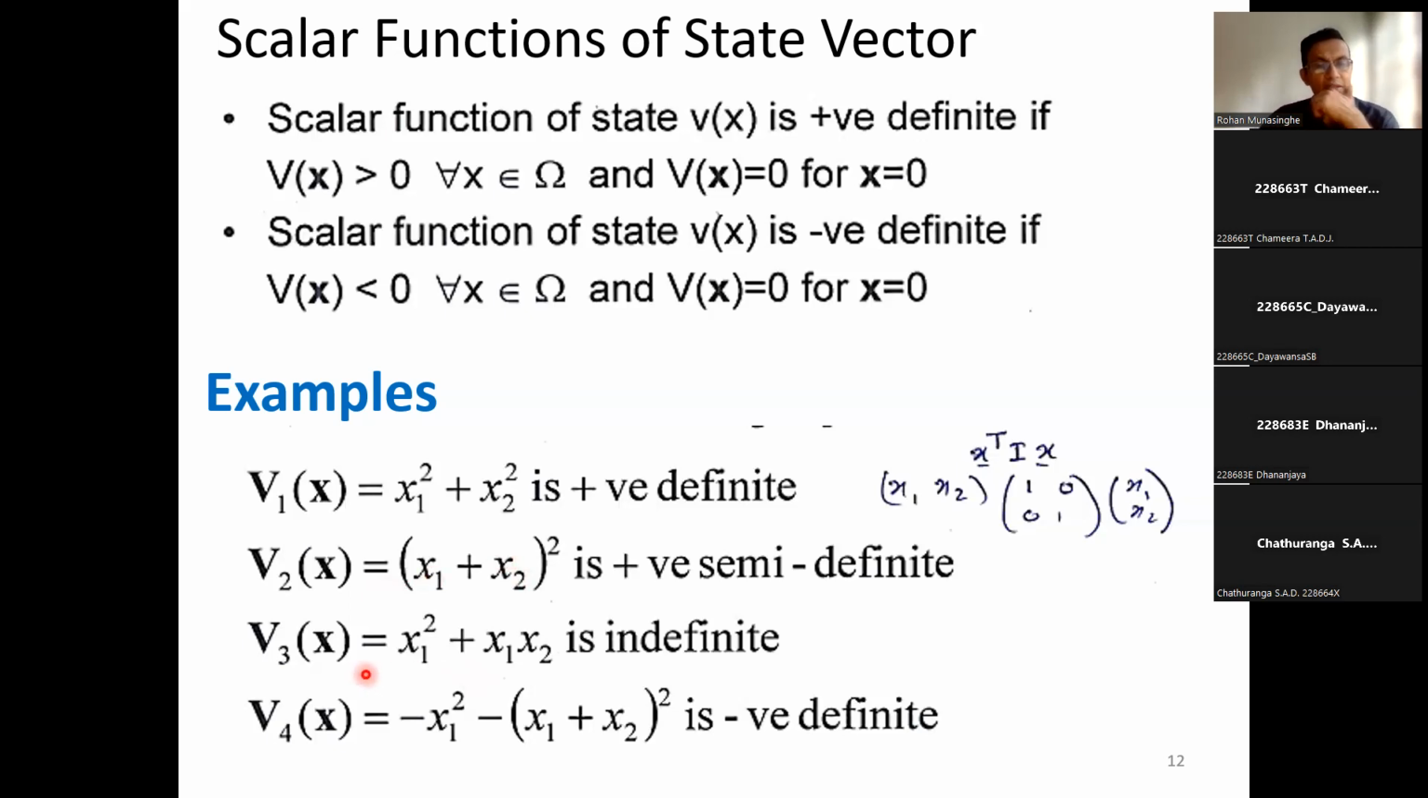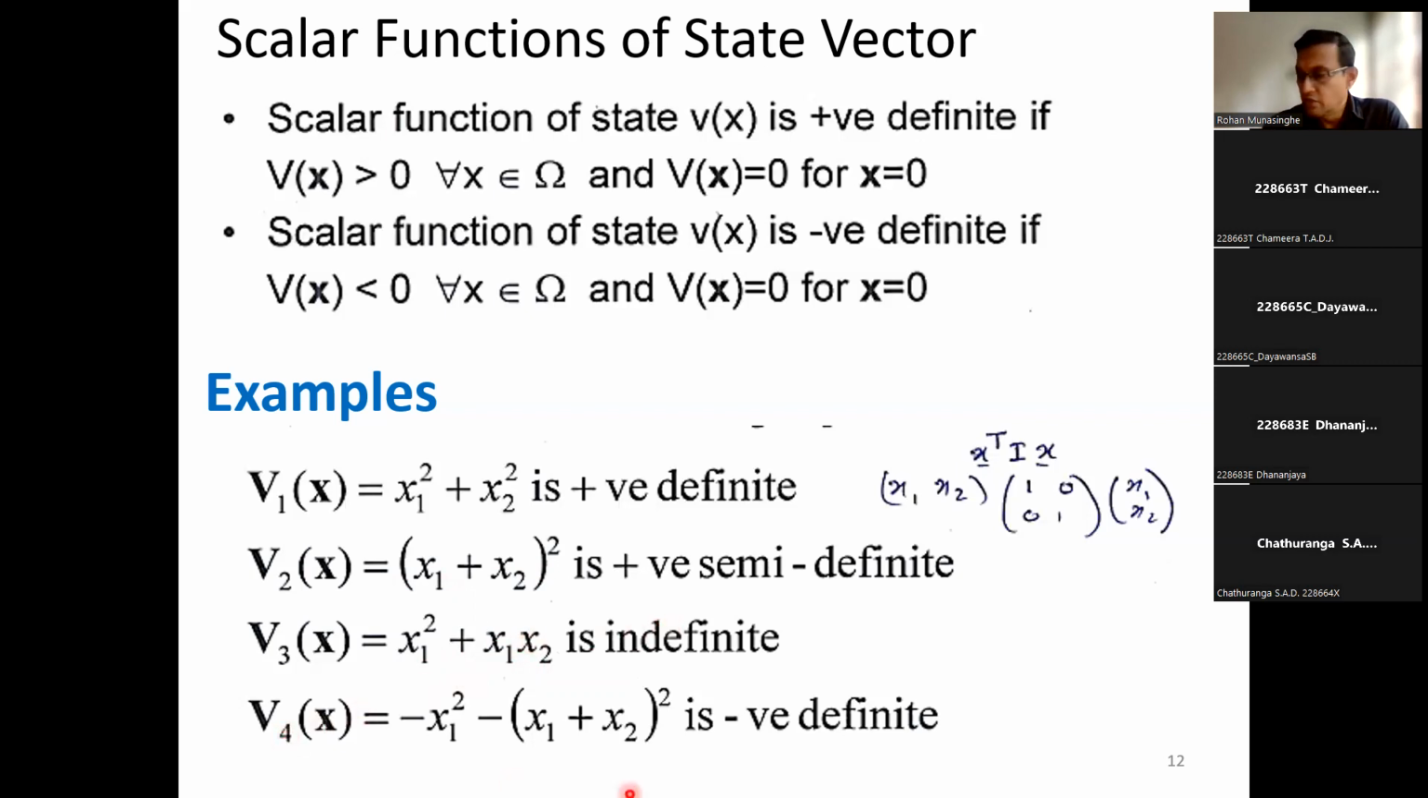What about V3x, x1 square plus x1 x2? This is indefinite, which means this part, x1 square, is positive or 0, it's not going to be negative. But this one, x1 x2, when the two state variables have different signs, that part is negative. So the system can have positive values, 0 values, and negative values also. So it's indefinite.